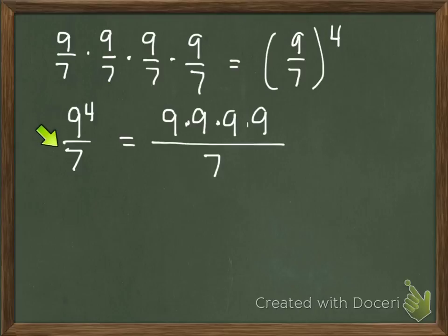I can't write it like this, because this means use 9 as the base, and then do the fraction. So these clearly are not going to be the same product. All right, so parentheses are very important when a fraction is being used as the base. All right, let's look at another example.